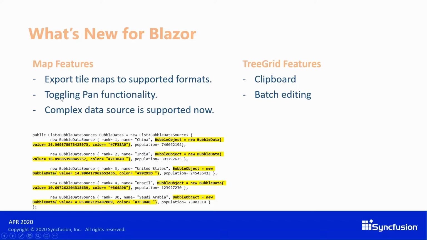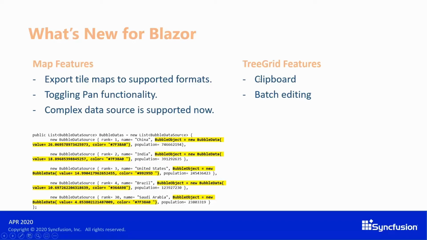And the next feature: the pan functionality already exists in the map component. To this existing functionality, you can now either enable or disable it. And also complex data source support has been added. So here in the data source, you can see an object within another object. These kinds of complex data sources, you can now pass to any of the map elements like markers, bubbles, labels, and so on.